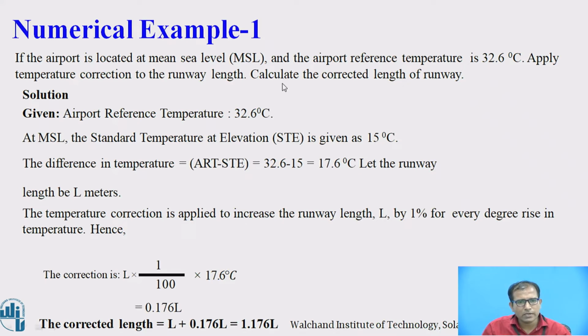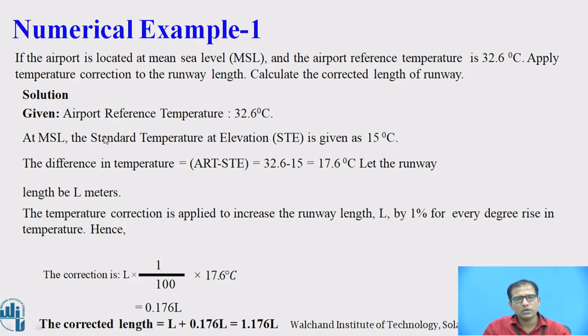The airport is located exactly at the MSL level, and the ART, that is the airport reference temperature, is given as 32.6 degrees. Apply the temperature correction to the runway length and calculate the corrected runway length. What we observe here is that it is exactly at MSL, so no elevation is given. The airport is exactly at the MSL level and the ART is given. So now we proceed like this.